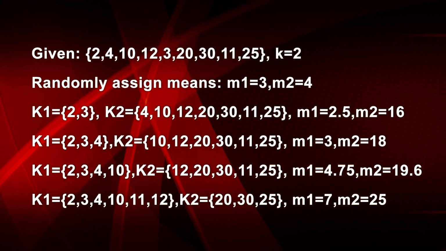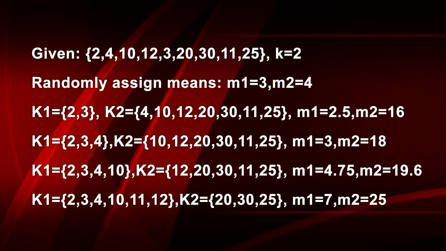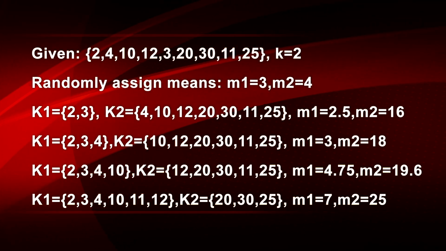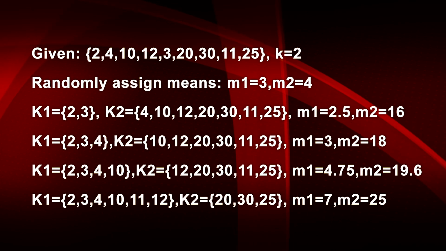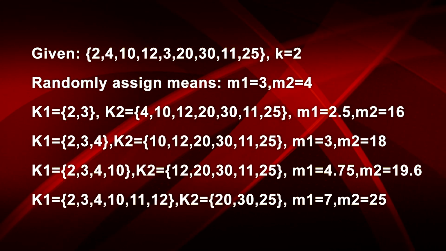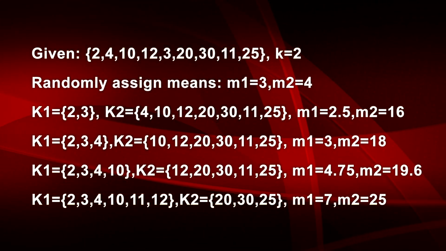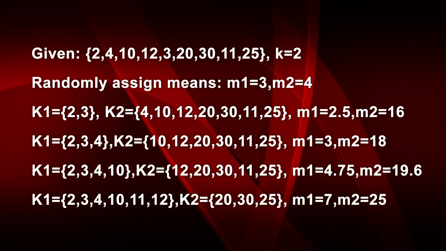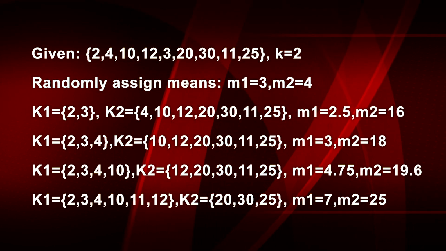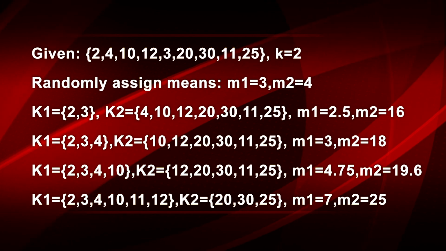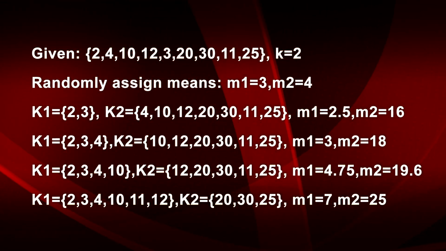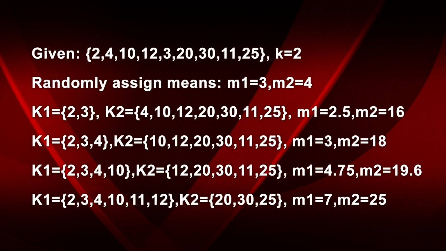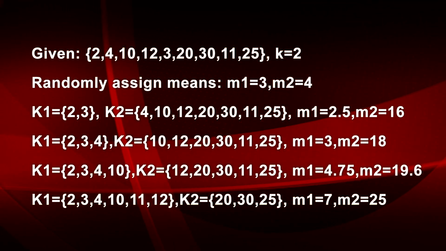You will notice now that the point 10 has shifted from cluster K2 to cluster K1. K1 has grown to 4 points, 2, 3, 4, 10, and cluster K2 has 12, 20, 30, 11 and 25. Again find the centroids. M1 becomes 4.75 and M2 becomes 19.6. With these new centroids, I will again form the new clusters.